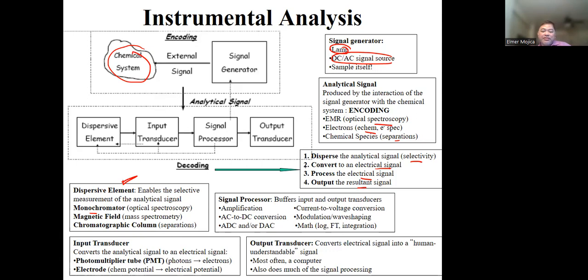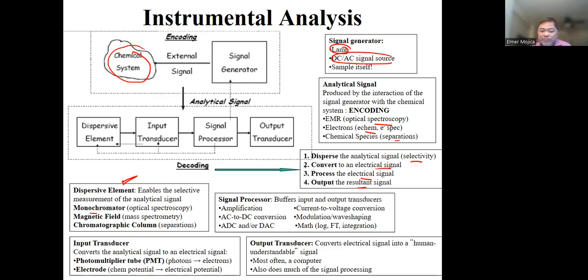Now, in terms of the signal processor, you have to take into consideration the buffer's input and the output transducer. You can have amplification, mga amplifier, the alternating current to direct current conversion, the ADC or DAC, alternating to direct current or direct to alternating current, and then the current to voltage conversion, your modulation or wave shaping, sometimes the Fourier transform or integration. So yan yung mga signal processor.